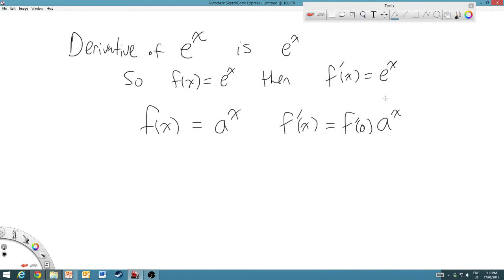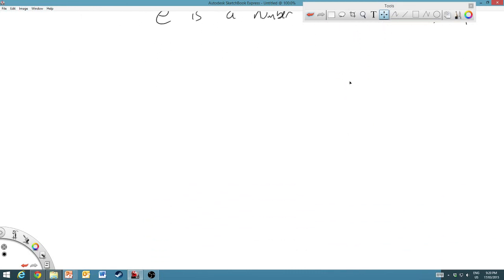And we define e. So e is a number such that f prime of 0 is equal to 1. Okay, that's kind of what our definition of e is. The derivative of e to the x evaluated at x equals 0 is equal to 1. So this has a neat property that e to the x is its own derivative. Okay, and this makes life a little easier for us.